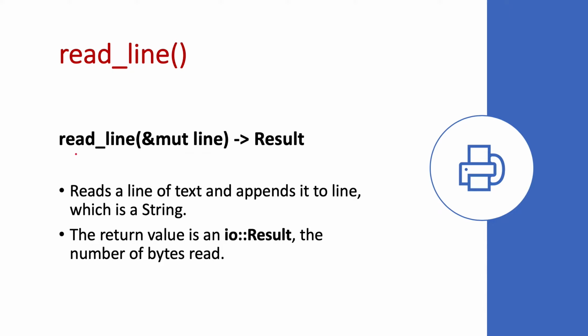Its signature is like this: read_line takes a mutable reference to line and returns a result. It reads a line of text and appends it to line, which is a String. The return value is an IO result, which is the number of bytes that were read. We will shortly see an example of this and it will be more clear.